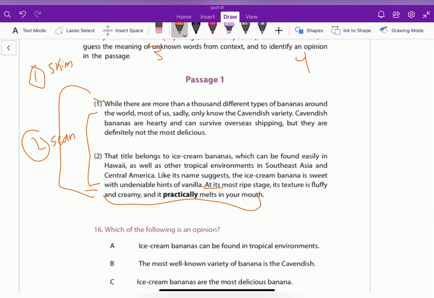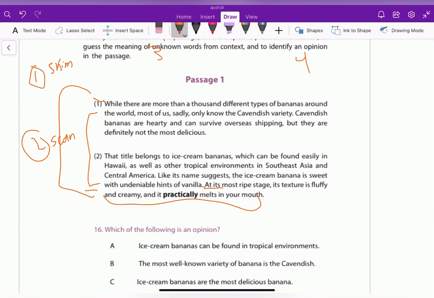So while there's more than 1,000 types of different bananas around the world, most of us sadly only know Cavendish variety. They definitely are not the most delicious. The title belongs to ice cream bananas, which can be found easily in Hawaii as well as other tropical environments, Southeast, Central America. At its most ripe stage, its texture is fluffy and creamy, and it practically melts in your mouth.